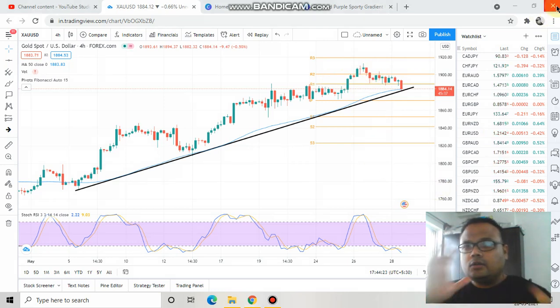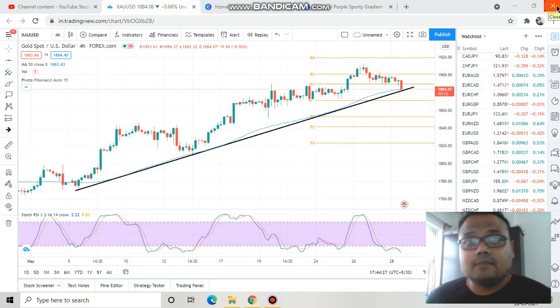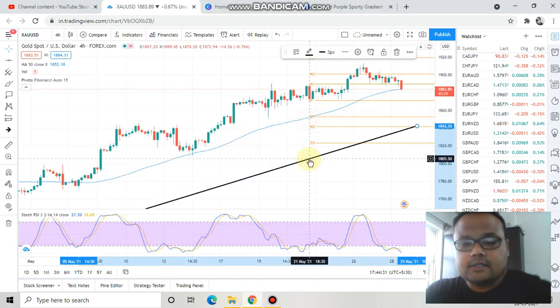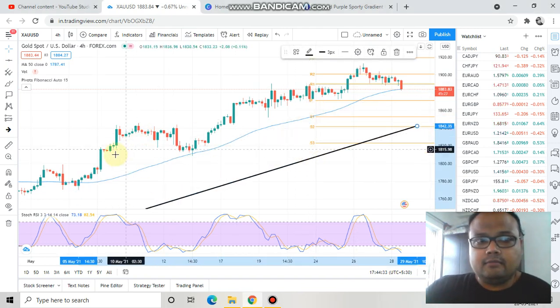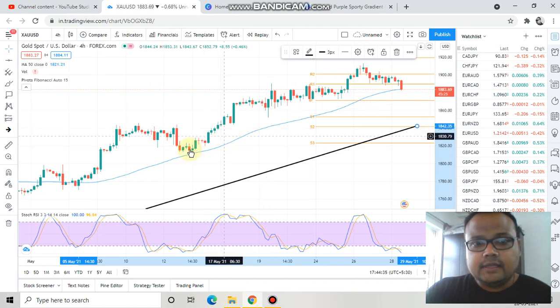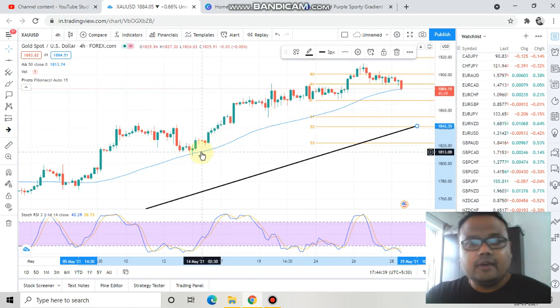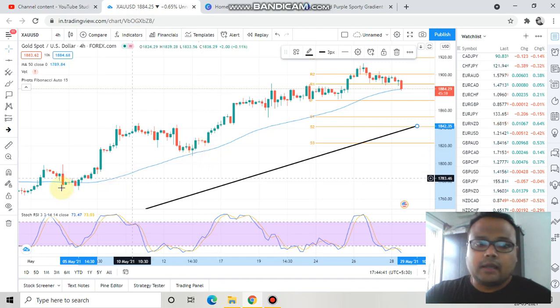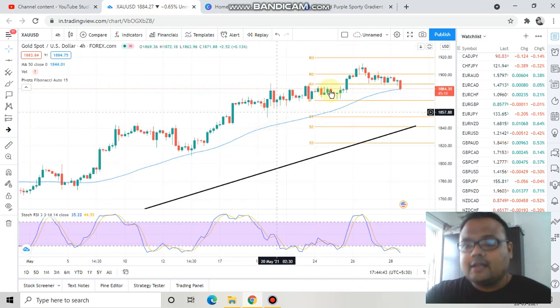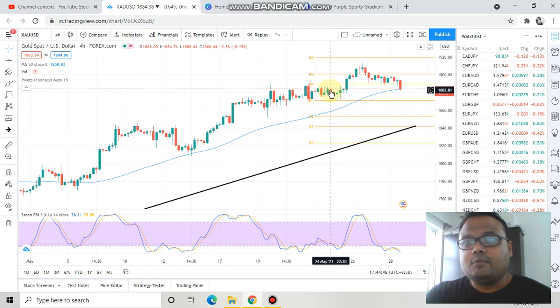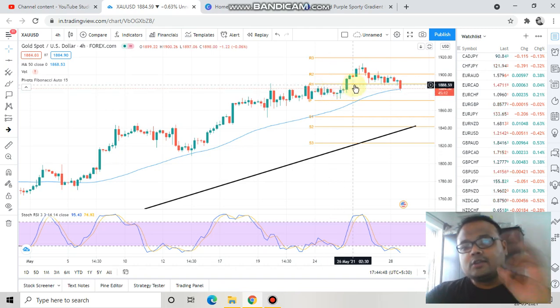If we look at the chart carefully, we can see that right now market has come down to this support level, because if I remove this trend line, you can see this 50 moving average, which is a dynamic support. The 50 moving average is providing support to the market, and right now market is almost standing at the 50 moving average. So there is a good possibility that market may reverse from here.